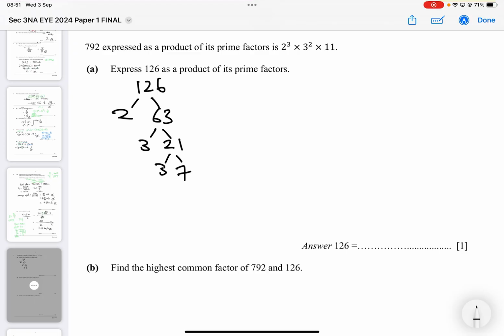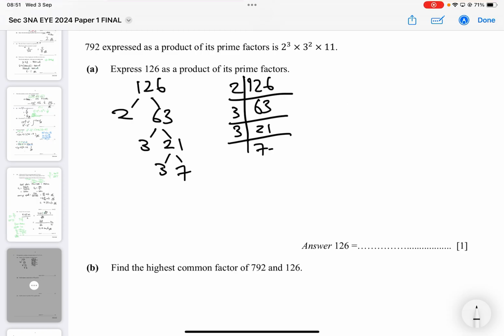The idea is the same. How you write, not important. 126, if I divide by 2, I get 63. So same, I will try, can I divide by 2? Cannot. Then I try divide by 3, 21. Then I try 3 again, left with 7. So they are actually both the same. It's just how you write it. The idea is to keep dividing by the smallest prime factor.